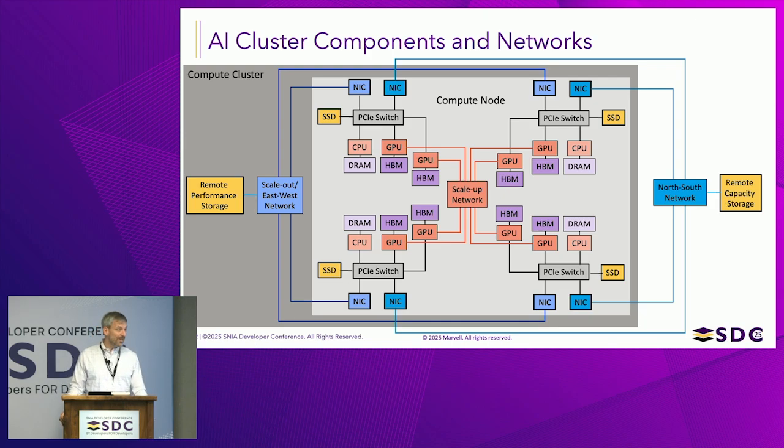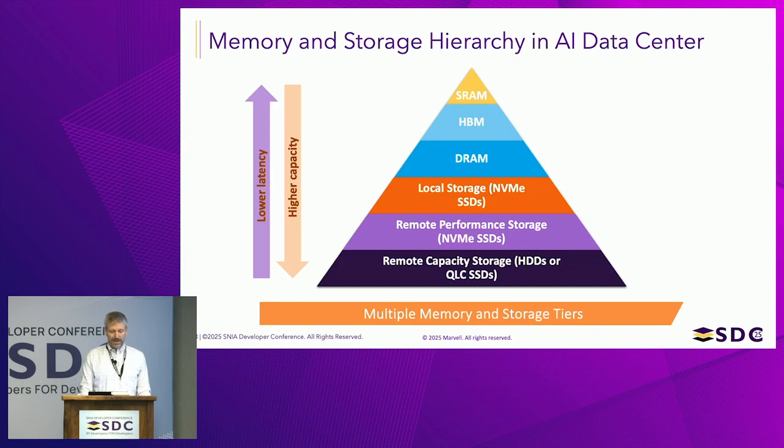So here is one diagram that tries to show everything together, first of all in terms of CPUs, GPUs, memory, but in particular also where storage sits. So as I said, you have local storage within a compute node. Then you have remote performance storage within the compute cluster. And then even further away, you have remote capacity storage tiers.